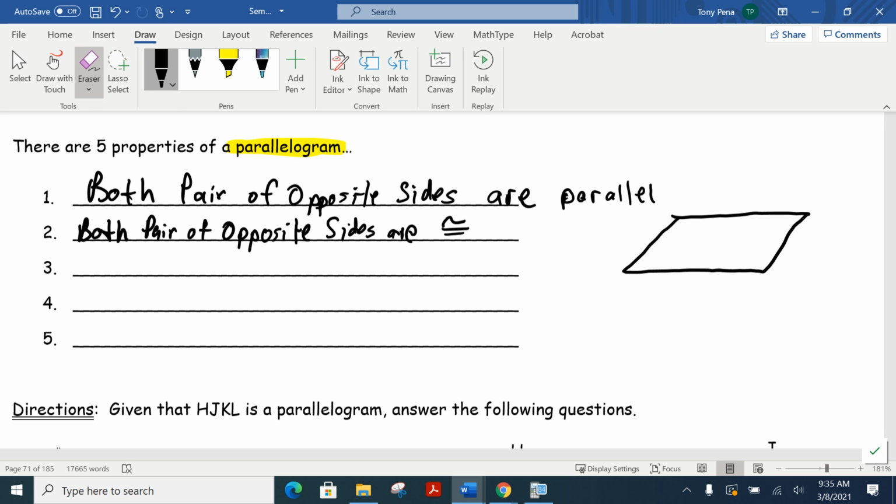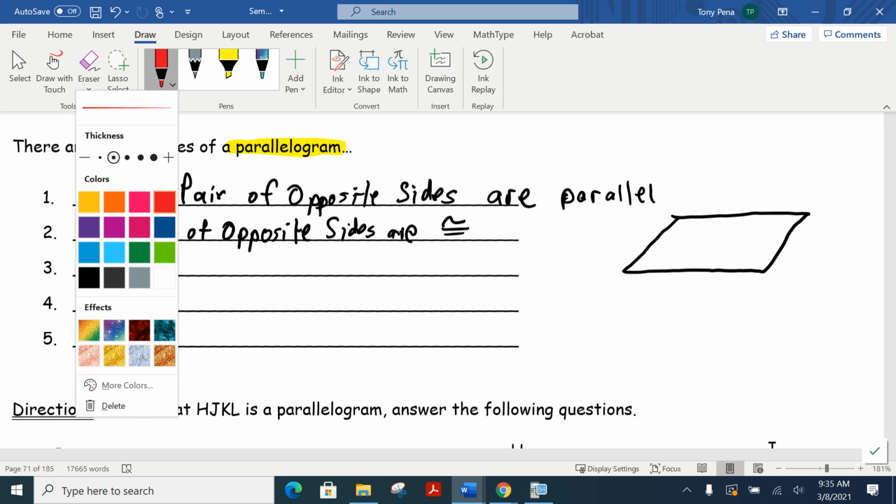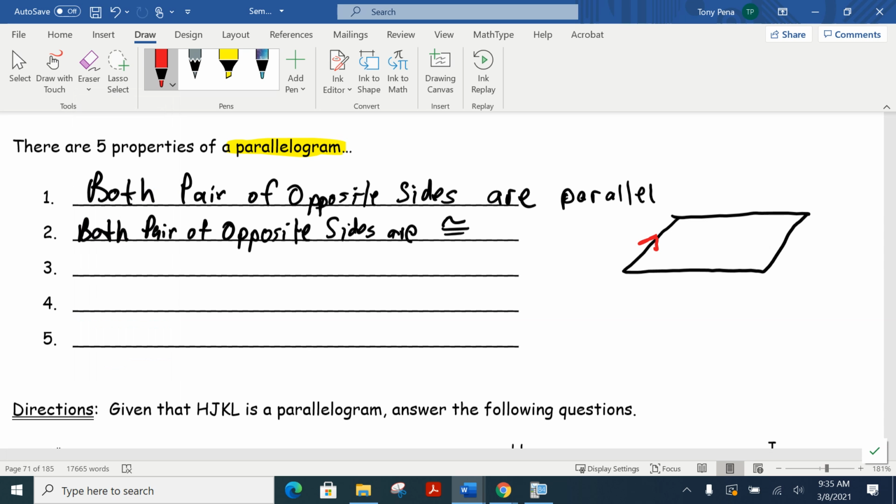So to show that they're parallel, we use little arrows. So put a single arrow here and a single arrow here. That indicates that those two sides are parallel to each other. And then put double arrows for these two sides. That would indicate that those two sides are parallel to each other.